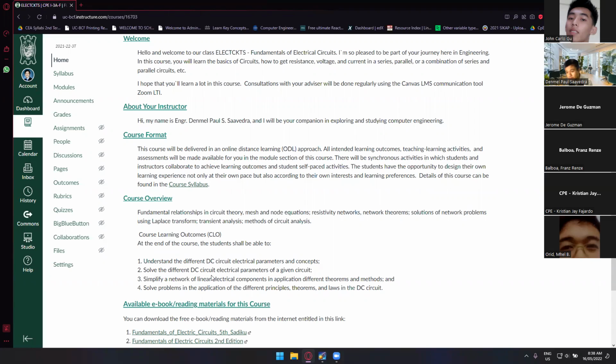And lastly, you'll be able to solve problems in the application of the different principles like theorems and laws, and of course, many more. Everything's not included here, but basically, you're going to apply principles, theorems, and laws in the DC circuit, and other techniques, of course.